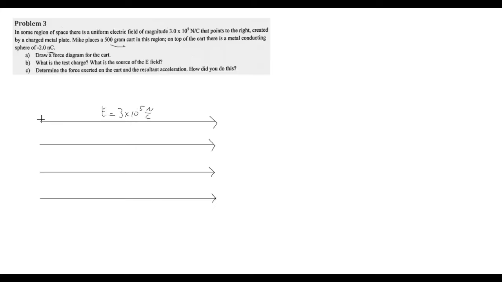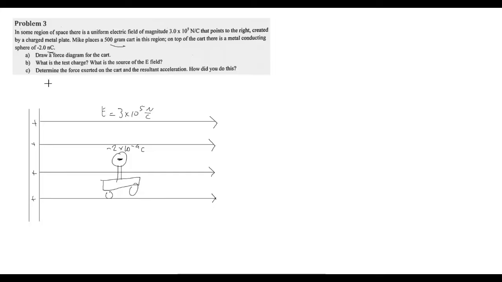And this is being created, of course, by a charged plate. Now, if this is a uniform field pointing to the right, this plate would then obviously have to be positive because the E field lines always point away from the positive charge and towards a negative charge. So this would have to be a positive plate here. In here, there is this magical cart with a charge on it. This charge is a negative charge and has a charge of 2 times 10 to the negative 9th coulombs. That is 2 nanocoulombs.